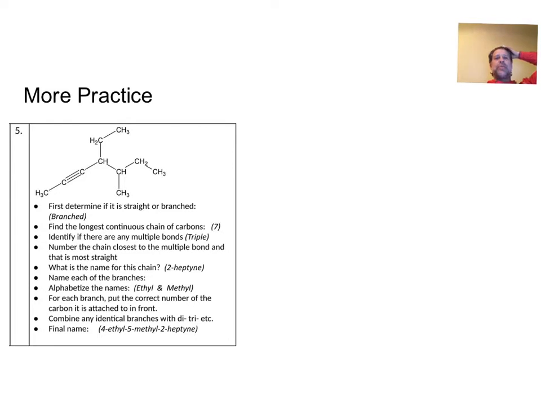If I were to talk you through the next one, I'm going to look for the longest continuous chain that has branches, but also contains the multiple bond. I see branches here and potentially here, but I also note that there is a multiple bond. So I'm going to start counting 1, 2, 3, 4, 5, 6. Nope. 1, 2, 3, 4, 5, 6, 7. Maybe 1, 2, 3, 4, 5, 6. Nope. So it's definitely this one, which is 7.